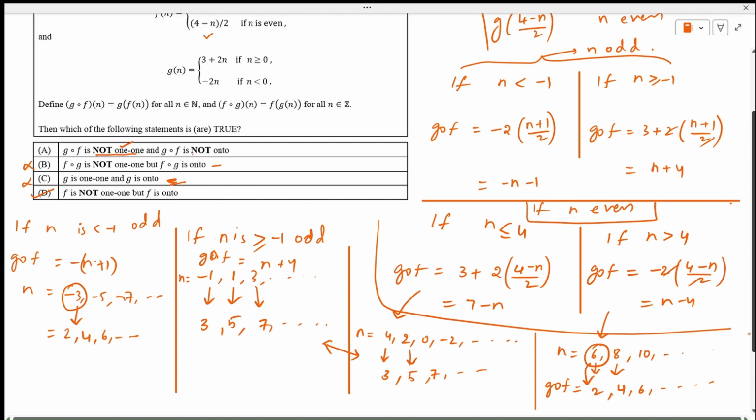Now let us look at onto. Are we getting every value? No, we are not getting every value here, right? So g should take all natural numbers, but we are not getting 1. So this is clearly not onto. So I agree with the second statement also. So the answers are A and D.